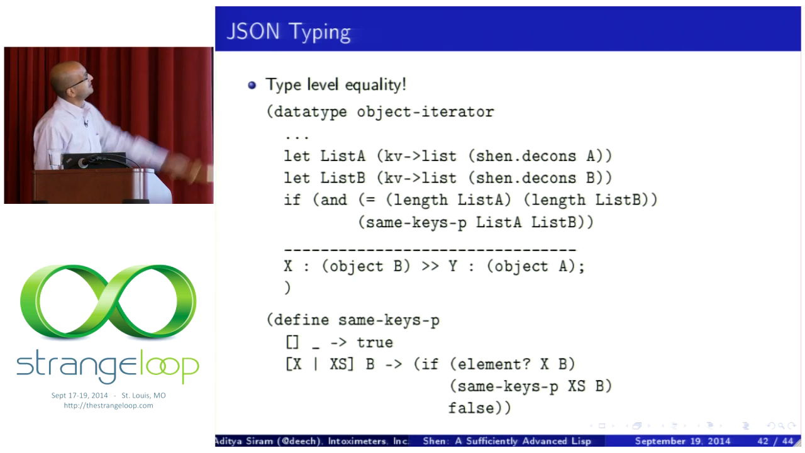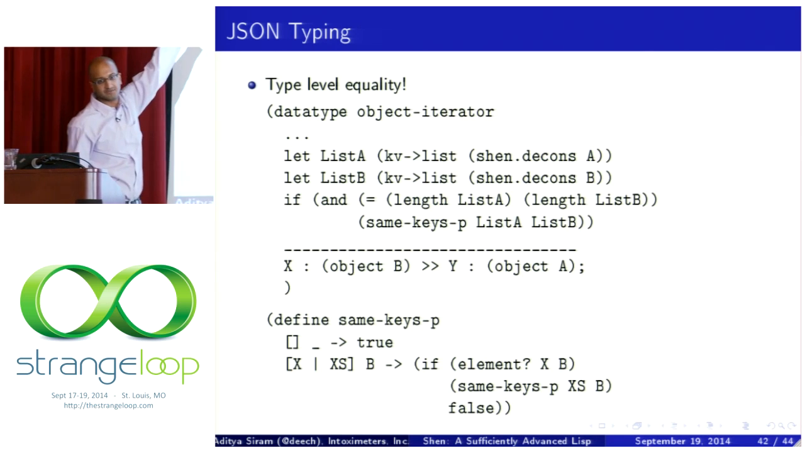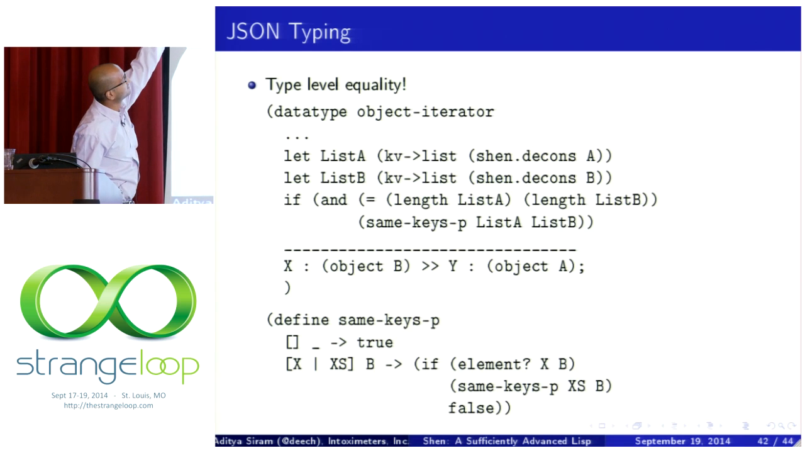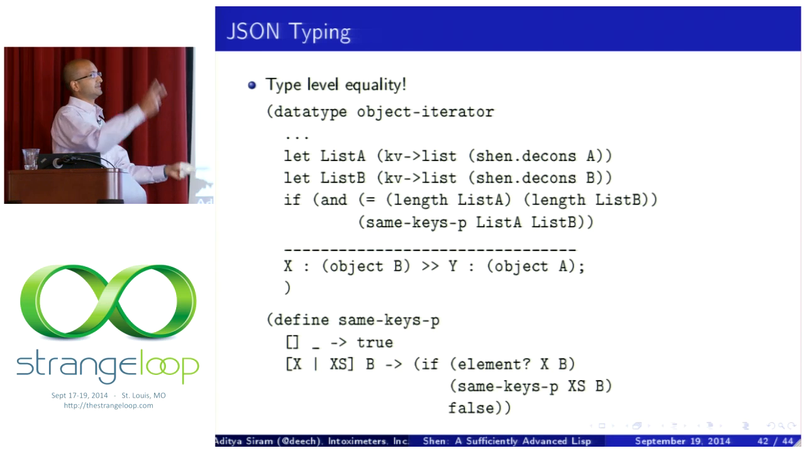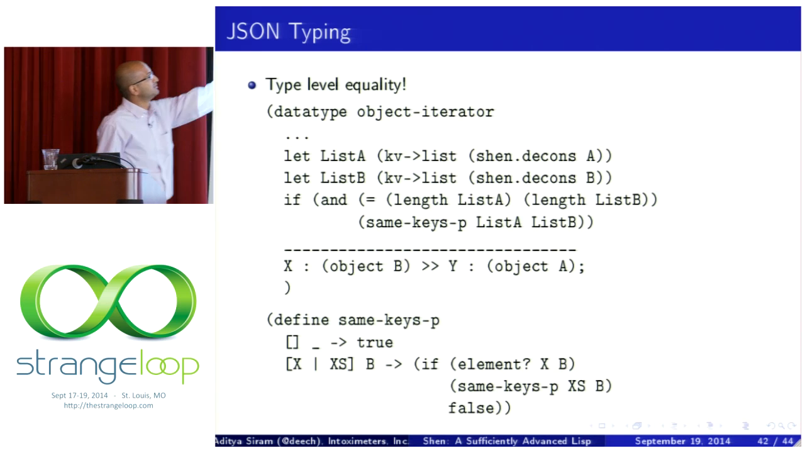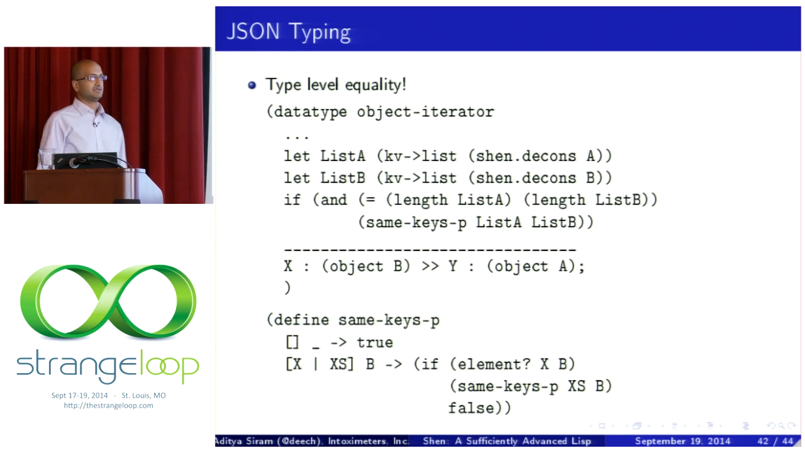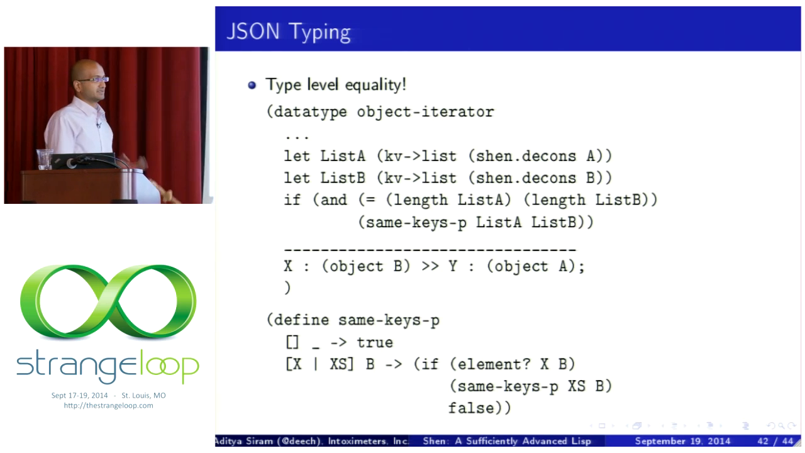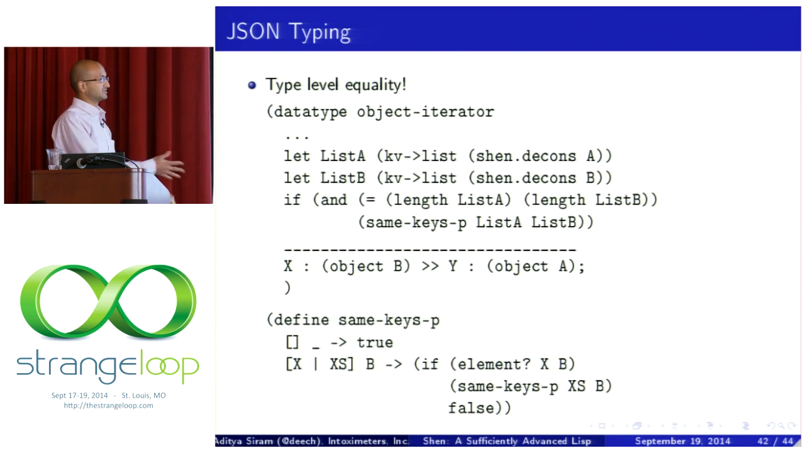And how do we do that? Well, we grab all the keys from A using this let up here on the top of the bar. We grab all the keys from B. We make sure that the length of the keys is the same, like there's the same number of keys in both objects. And then we make sure that they have all the same keys. And making sure it has all the same keys is trivial. It's just a simple function that pattern matches on the list and makes sure that the element of the list is present in the other list. And that's it. That's all there is to it.